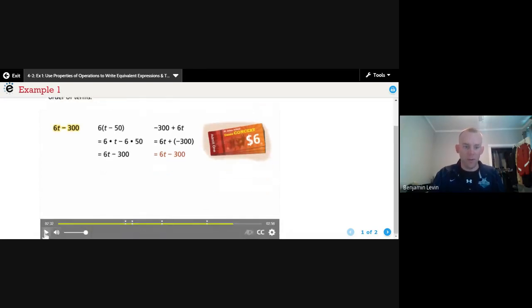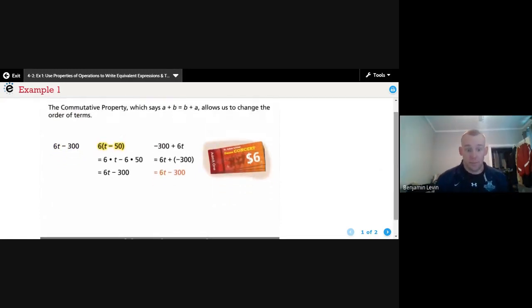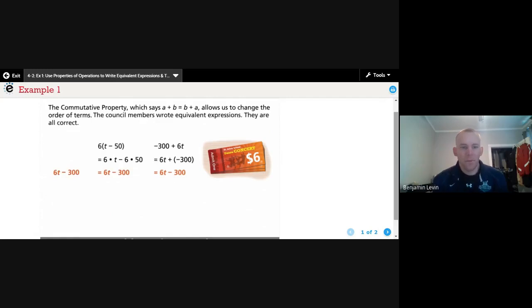That's the commutative property. 6 times t minus 300, 6 times the quantity, t minus 50, and negative 300 plus 6 times t are all equivalent expressions. The council members wrote equivalent expressions. They are all correct. Now you've seen how properties of operations can help you figure out whether expressions are equivalent. All right.